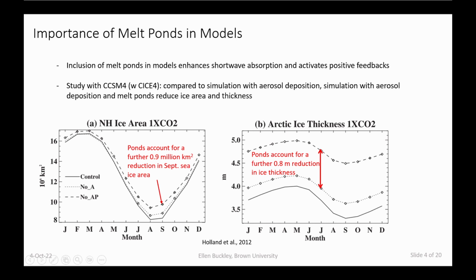So in this particular study, looking at the impact of ponds on these simulations, between the dashed line and the dotted line, that's where you'll see the impact of melt ponds. On the left-hand side, you can see the sea ice area decreasing when you start including melt ponds, and then sea ice thickness also decreasing and becoming more realistic.